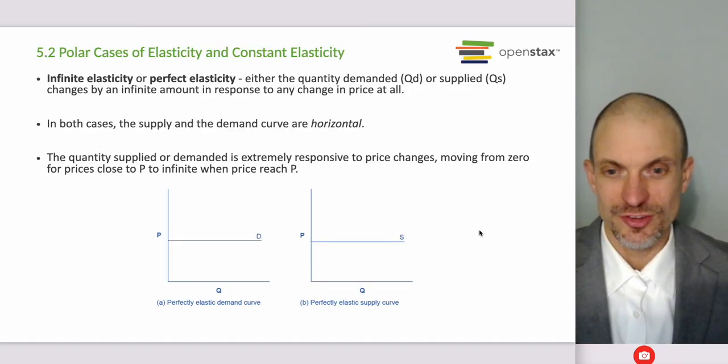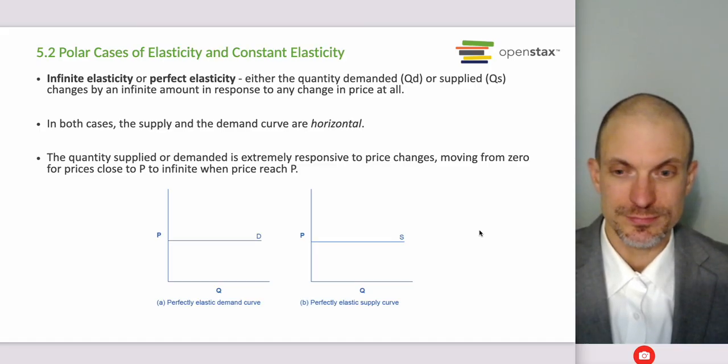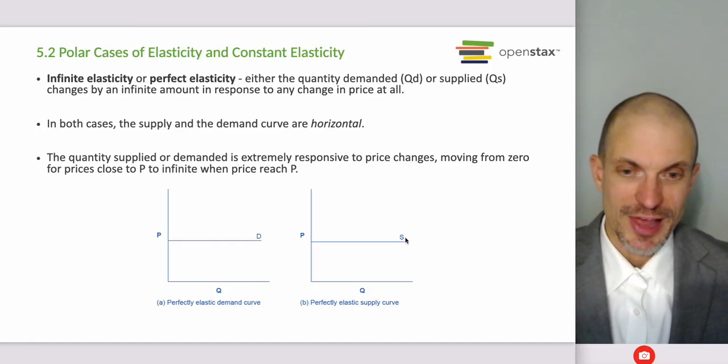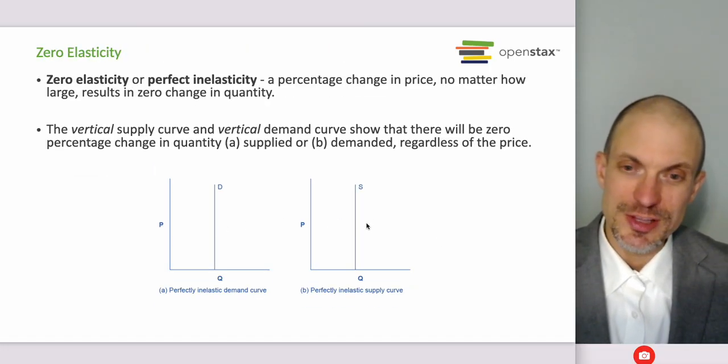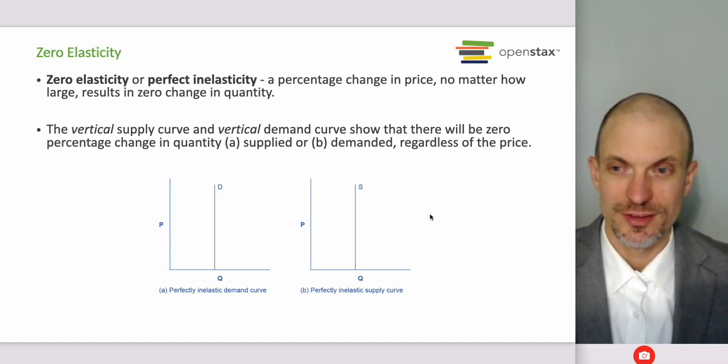A horizontal demand curve or horizontal supply curve is perfectly elastic. The other thing that you want to keep in mind is relatively elastic and relatively inelastic. If you have a relatively flat curve, then it's relatively elastic. If you have a relatively steep curve, it's relatively inelastic.